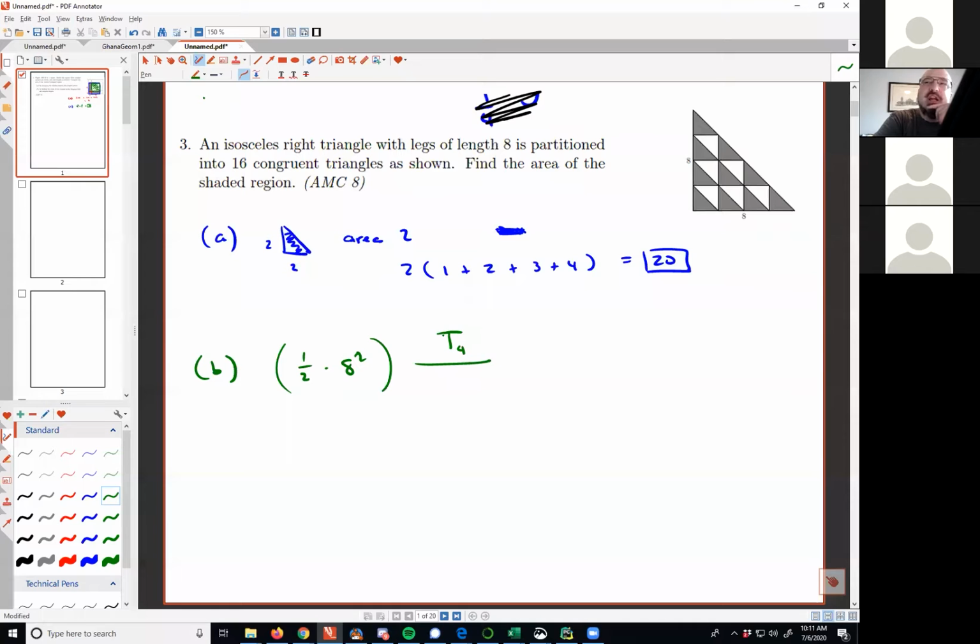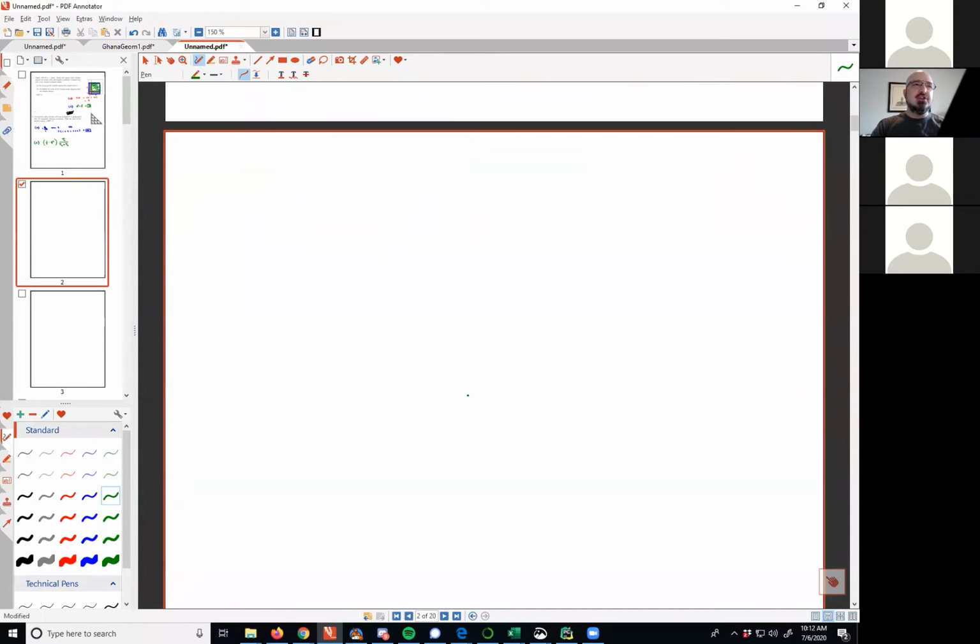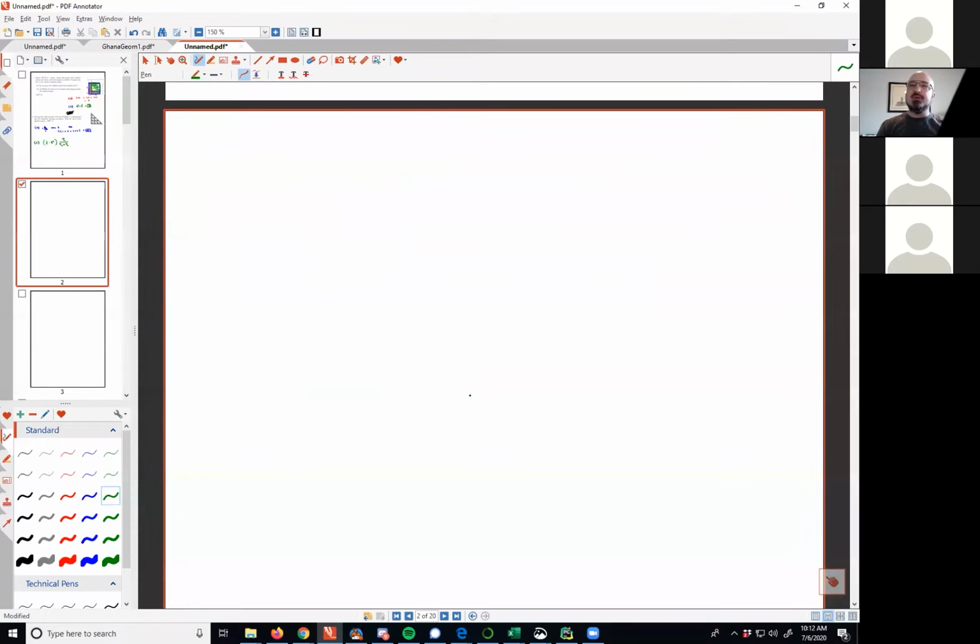There are T4 shaded triangles. How many unshaded triangles are there? T3. So we could say T4 plus T3, but that simplifies. And this is a good moment. We didn't talk about the simplification previously, but if we take 2 consecutive triangular numbers and add them together, what happens?